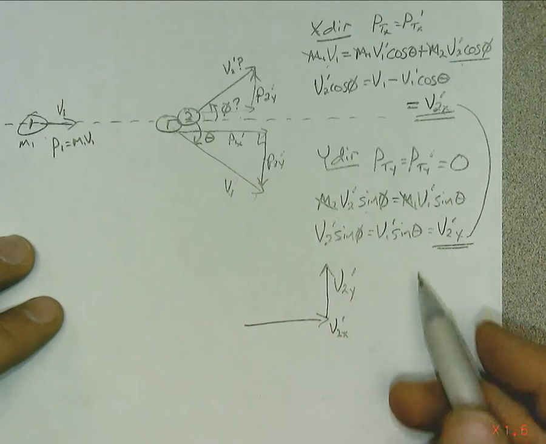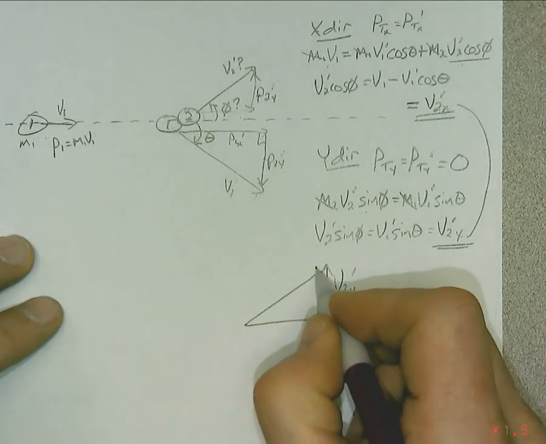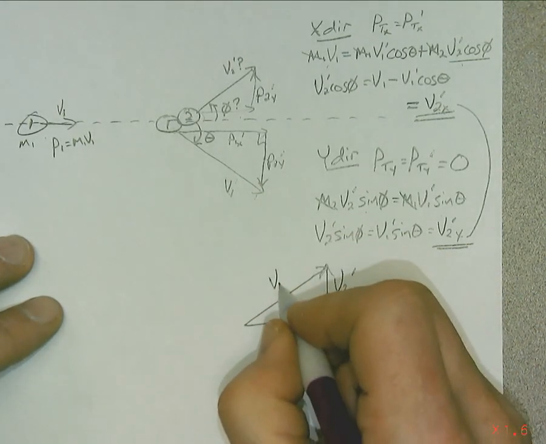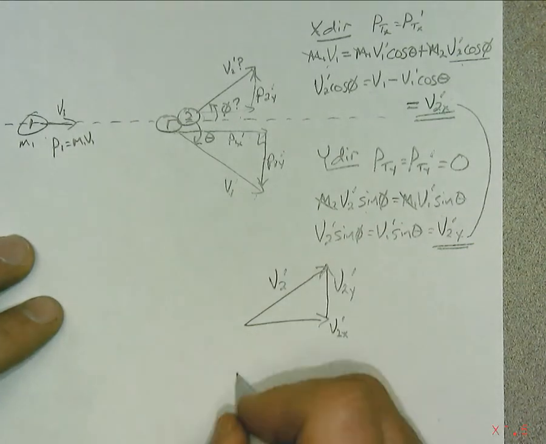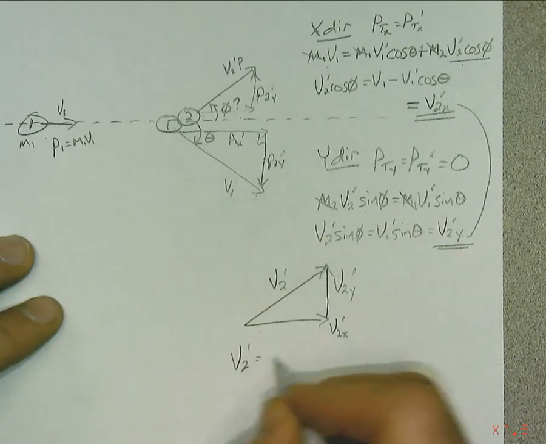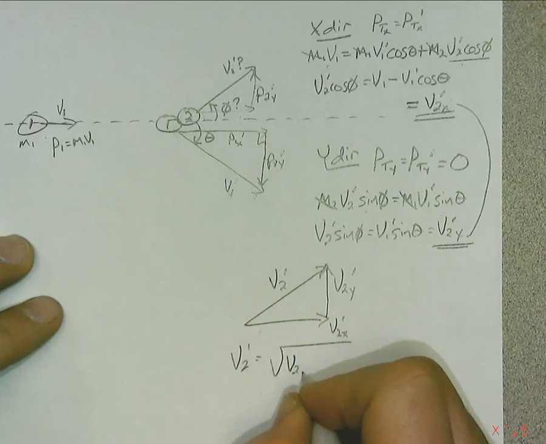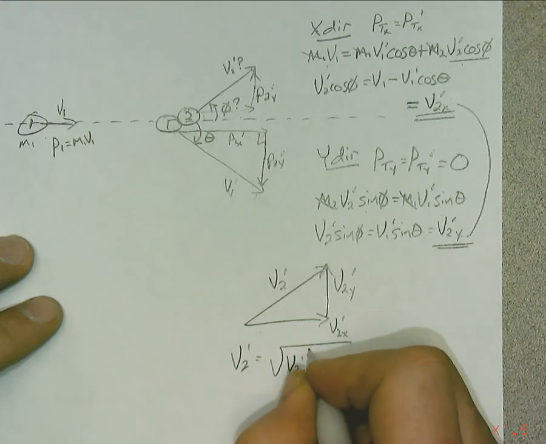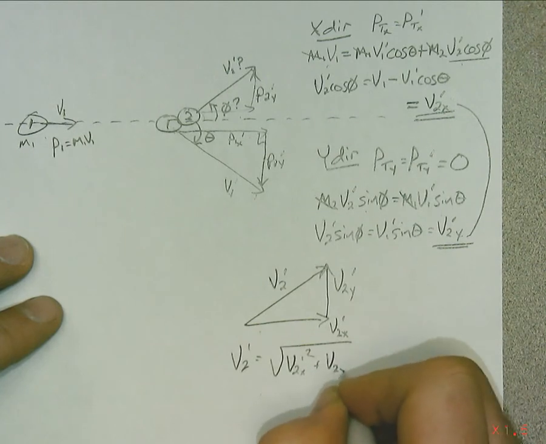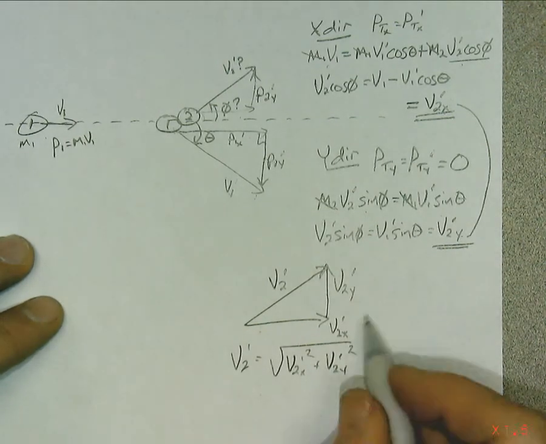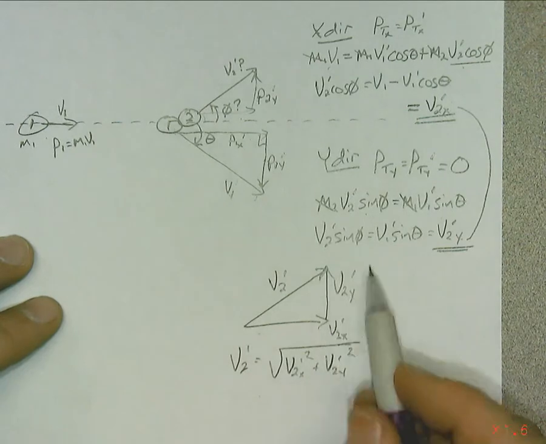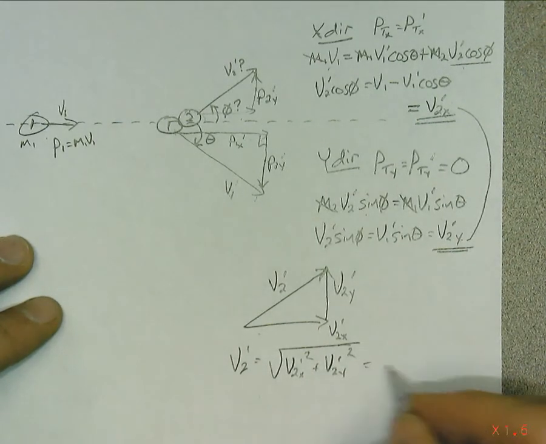Okay, you've computed the numbers. And so here is V2 prime. V2 prime is equal to the square root of V2X prime squared plus V2Y prime squared. It's kind of hard to almost say, isn't it? But you have these numbers, this number and this number. Plug them in, you get your answer for V2 prime.